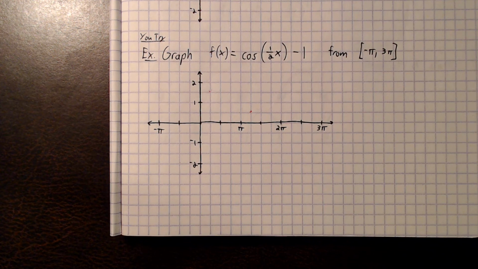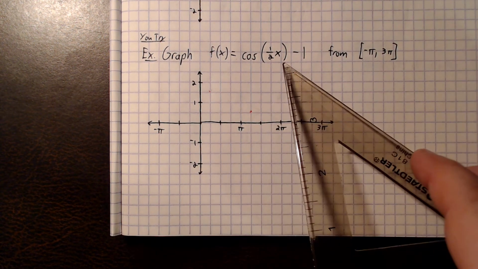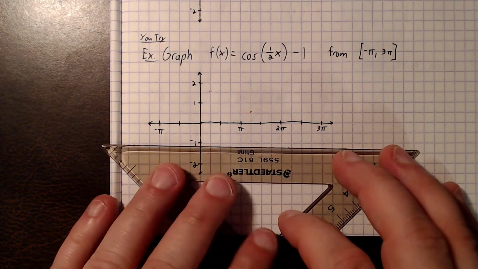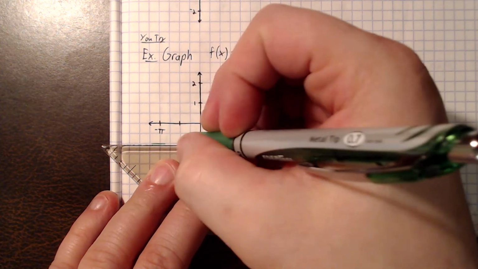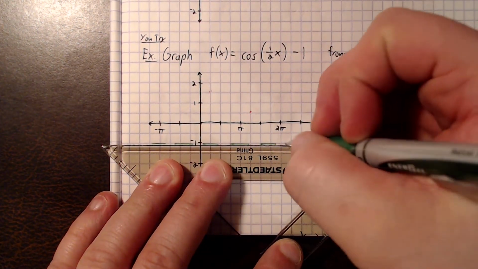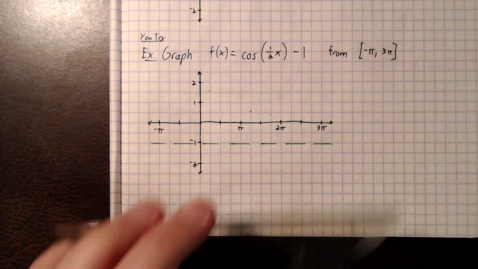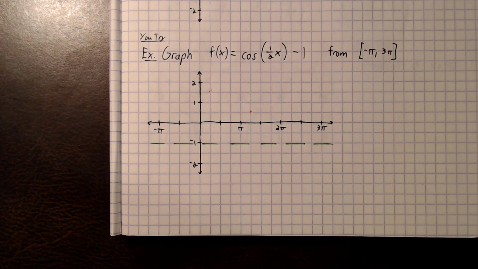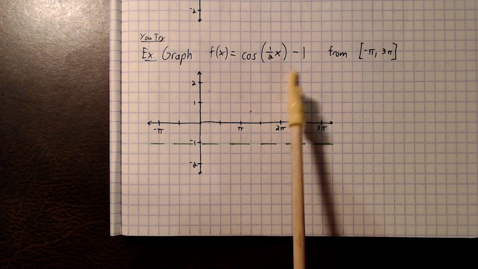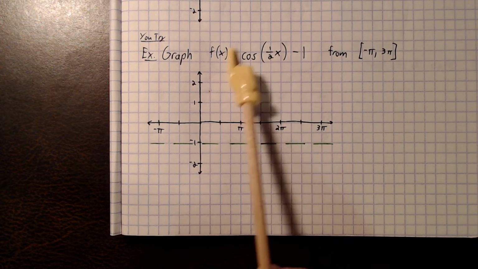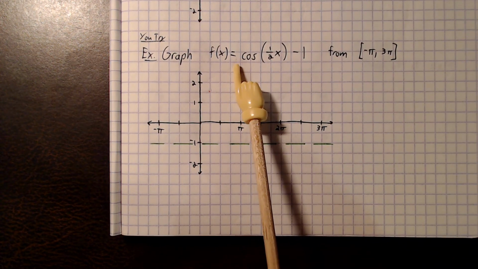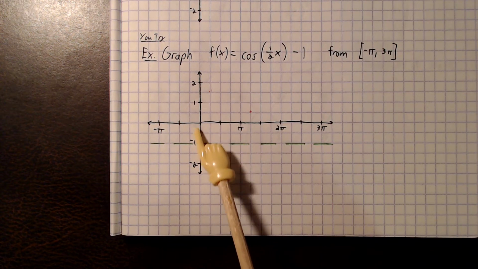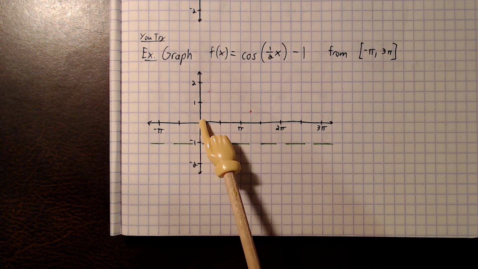Alright, so first thing that we got to deal with is that vertical shift, right? We're at -1. So we're going to put in our average line at -1. Okay. Then we have no horizontal shift, no amplitude change or direction change, right? It's still positive, so it's going to start at positive 1 above. So it's going to start here.